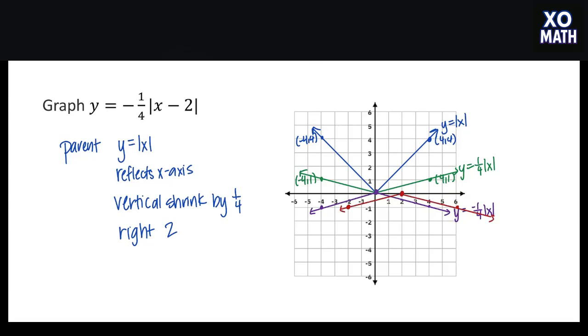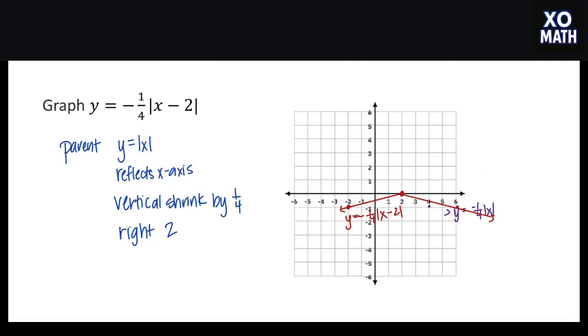This is going to be my final answer. This is negative 1/4 absolute value of x minus 2. Now all of these other graphs that are on here were just steps in the process of getting to the final answer. So if we want, we can go ahead and erase them so we can focus in on the final answer, which is just the one graph, the one v function that is flipped down below the x-axis, passing through the point 2, 0 as its vertex.